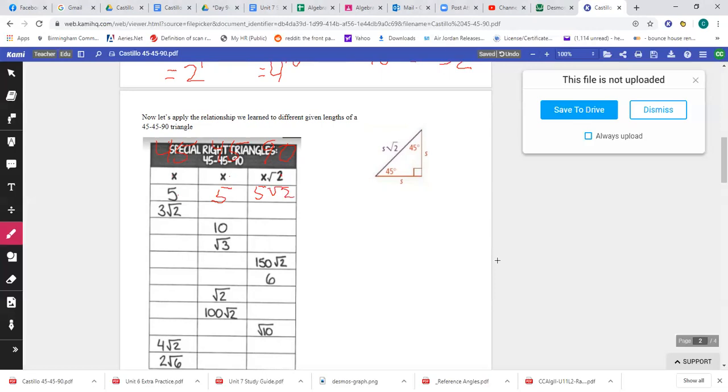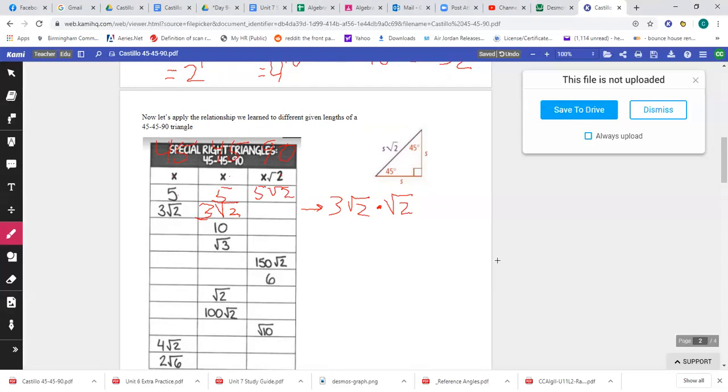Okay. Let's look at the second row. 3 radical 2. So I know this one has to also be 3 radical 2. Now, how do we find the hypotenuse? Well, the rule is if you know the leg, all you have to do is just multiply by root 2. So if you know the leg to get the hypotenuse in a 45, 45, 90, all you do is you just multiply by root 2.